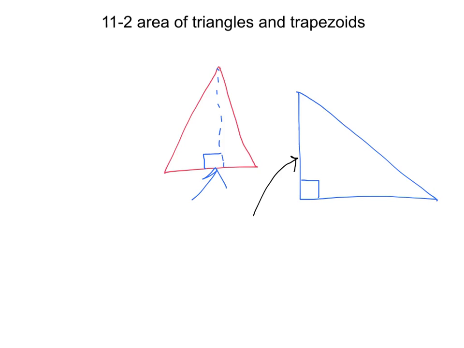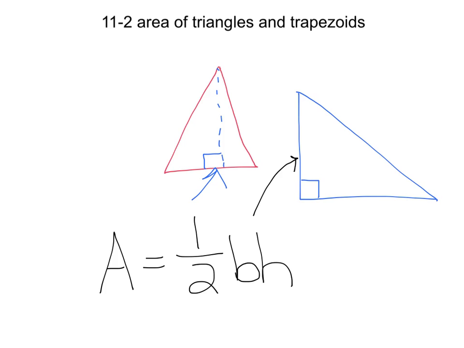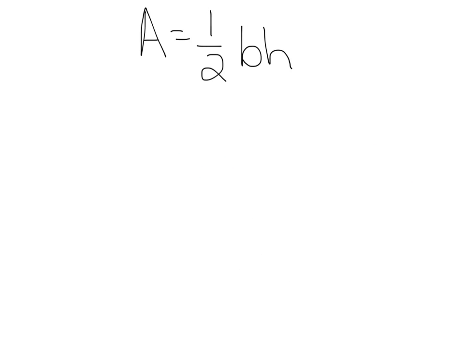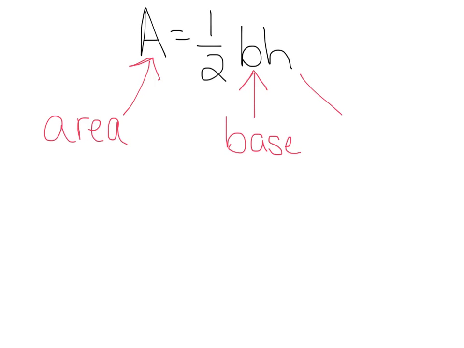So we need height because the formula for area of a triangle is area equals 1/2 base times height. So what that means is that area, which is the space on the inside, and then you take half the base, which is usually the side that the triangle is sitting on, and multiply that by the height.